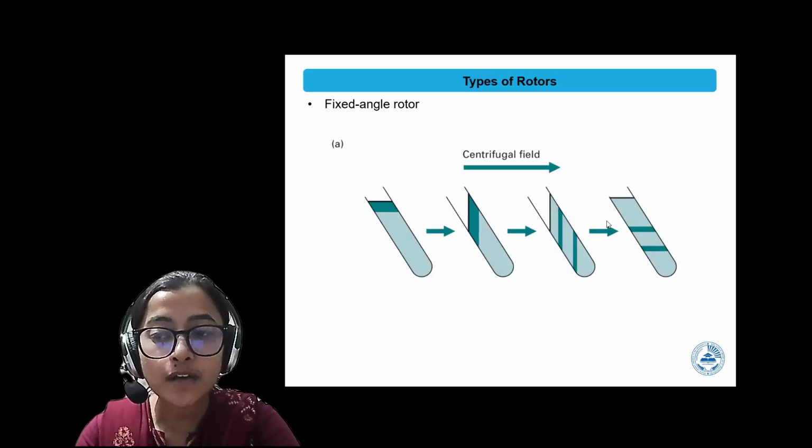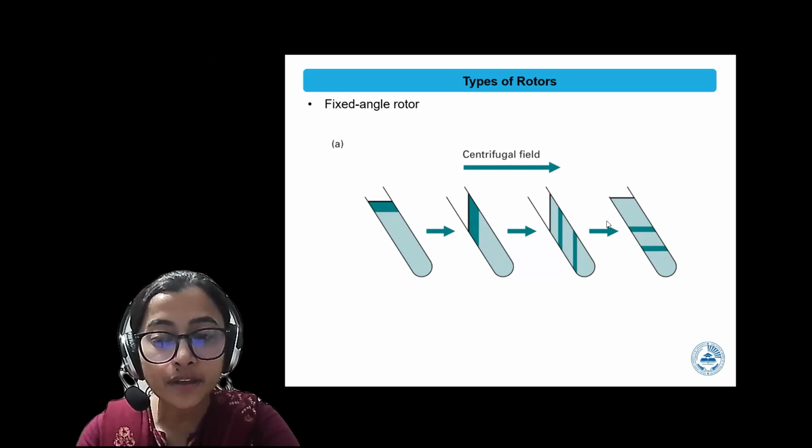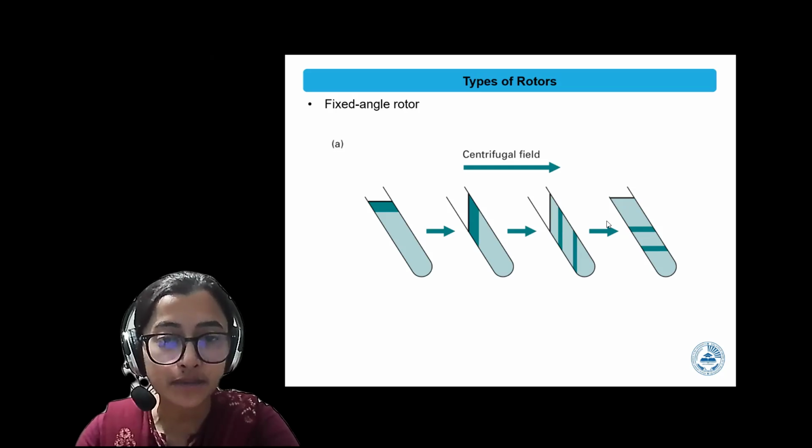Fixed angle rotors are widely used because they allow rapid sedimentation. Since particles travel a shorter distance to the tube wall, separation occurs faster compared to other rotor types. They are particularly useful for pelleting cells and isolating subcellular fractions. However, the pellet forms along the side of the tube, which may sometimes make resuspension slightly challenging.